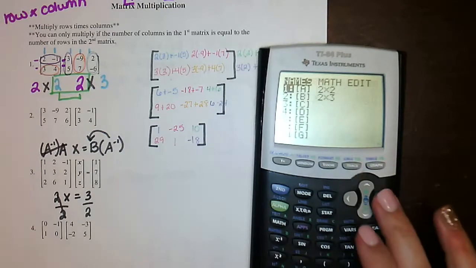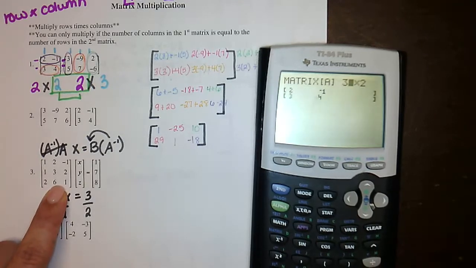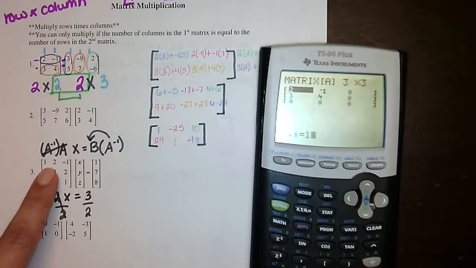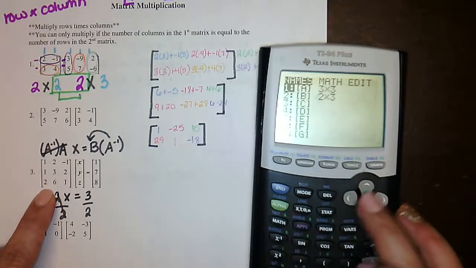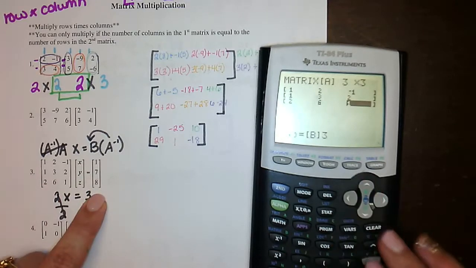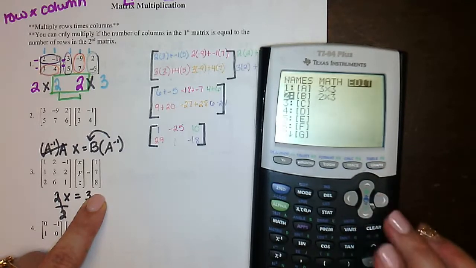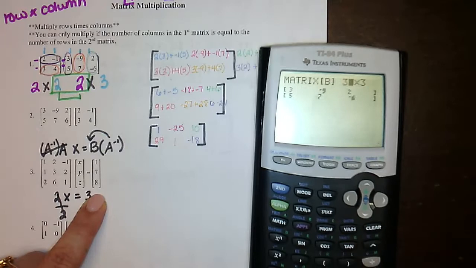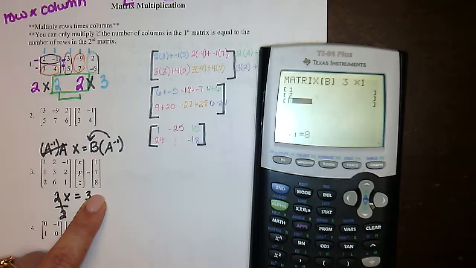So we're going to go second matrix and then edit. This is a 3 by 3 matrix. We're going to type every piece in. We're going to do the same thing with this one, and this is a 3 by 1, and we're going to put our numbers in.